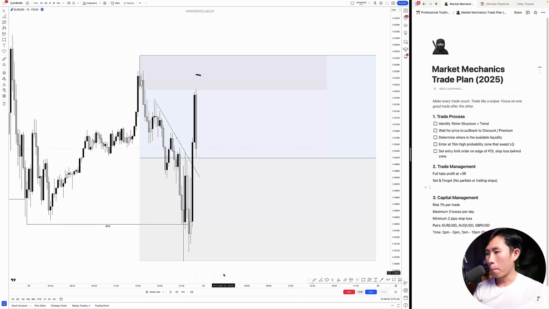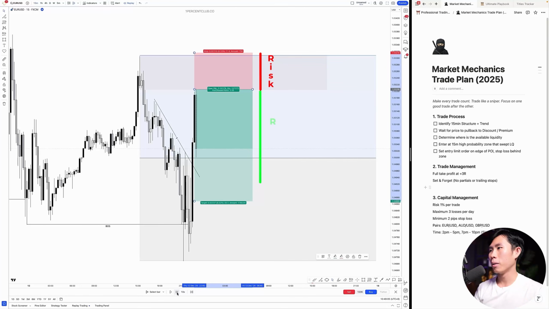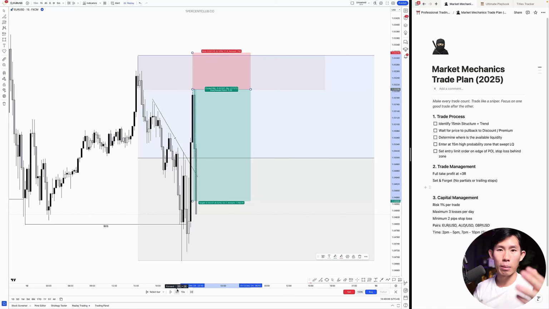So at this point of time, boom, you could have easily been tapped into this trade right here. Sell limit order at the edge of the zone itself, TP 3R right here, boom. Another day, another W, another day, another trade, another W. Within 30 minutes itself, you just hit 3R just like this.